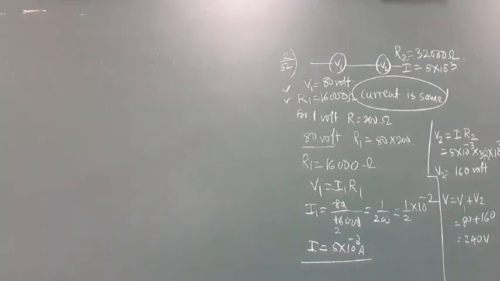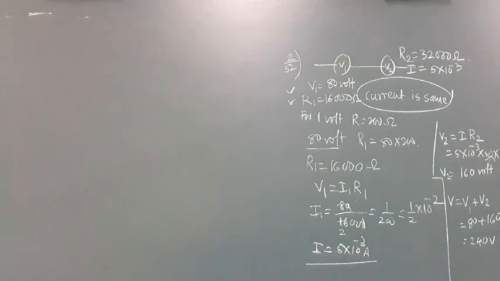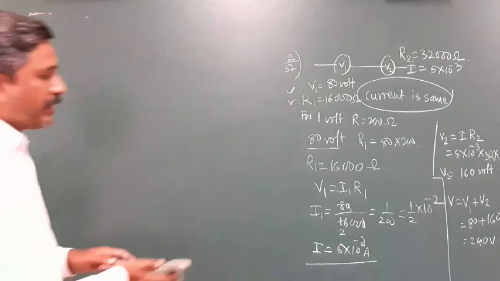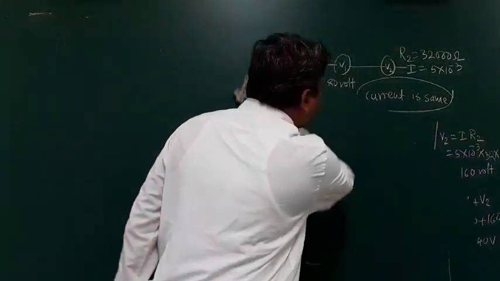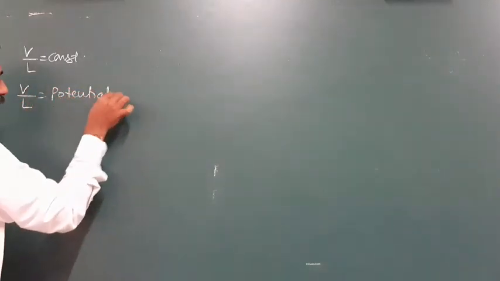Fall of potential per unit length always remains the same. That is the principle of potentiometer. Fall of potential difference per unit length is the same, always a constant. This V by L term is called the potential gradient.